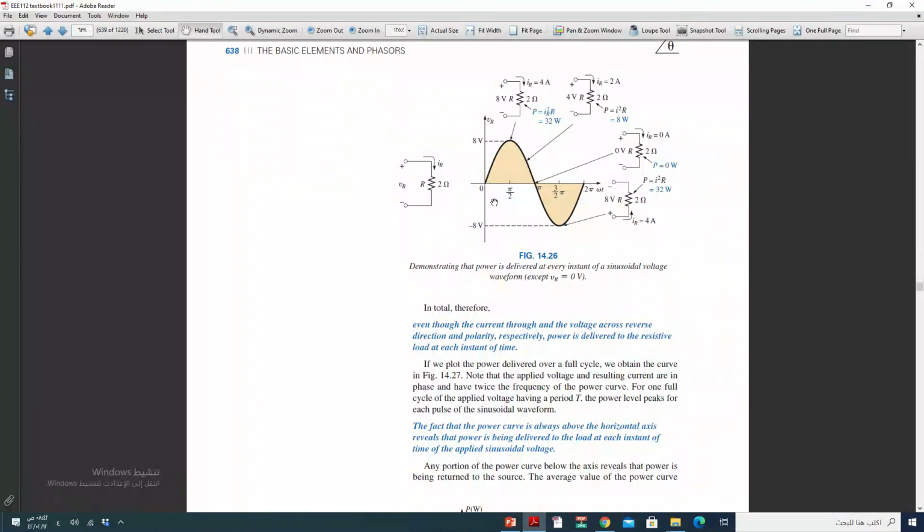Here, if you have these waves, in the instantaneous power we can say the power here is 0 and increases until we reach the maximum, and decreases until it reaches 0, and so on. Like here the maximum is 32, and at the point of 0 volt it becomes 0, and back to maximum 32. What about if we need to find the average power for this?